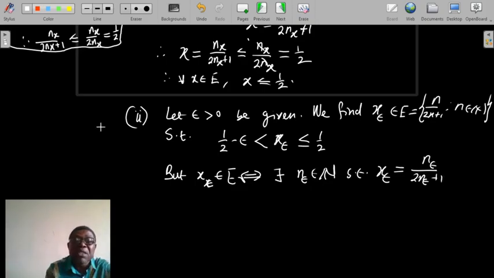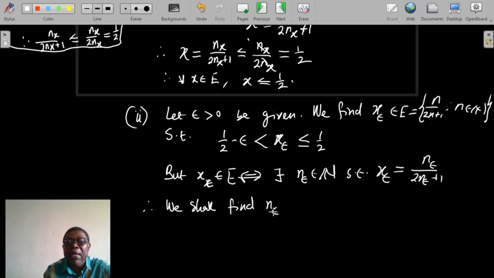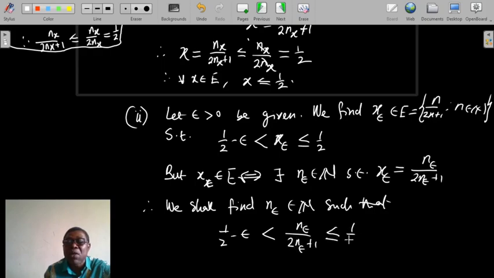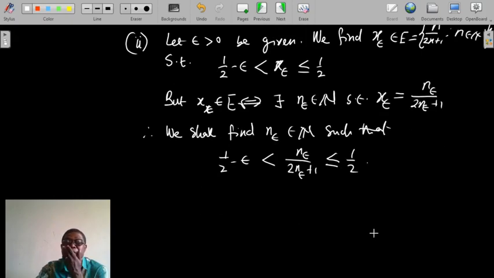So what this means is, therefore, we shall actually find n_epsilon in the set of natural numbers such that half minus epsilon will be less than n_epsilon over 2n_epsilon plus 1, and this will be less or equal to half. This is what we want to achieve.